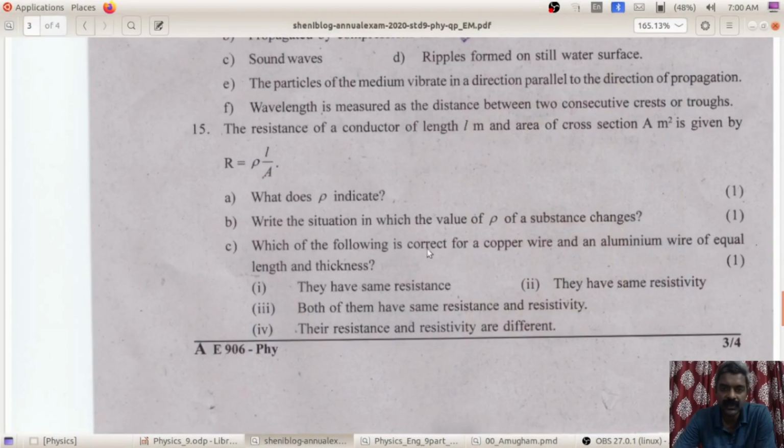Which of the following is correct for a copper wire and an aluminum wire of equal length and thickness? They have same resistance. Wrong. They have same resistivity. Wrong. Both of them have same resistance and same resistivity. Wrong. Their resistance and resistivity are different, which is the correct answer.